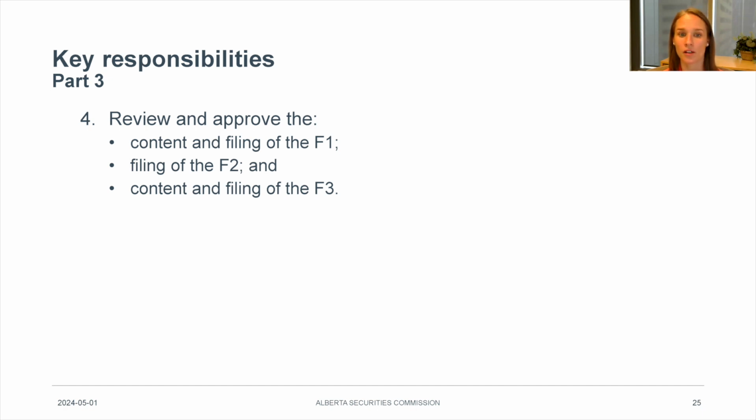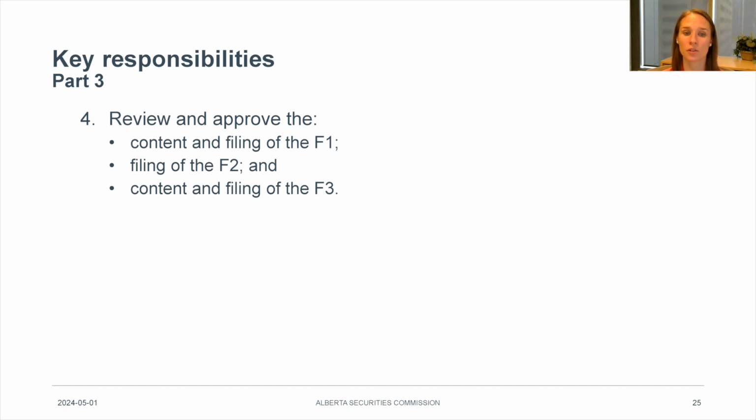Really important to note here, the board of directors is responsible for reviewing and approving all of the information contained in the F1. Not just, for example, the reserves data. There's a lot more disclosure requirements in the F1. The board is responsible for all of it.